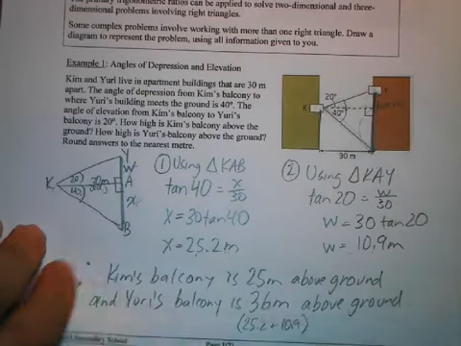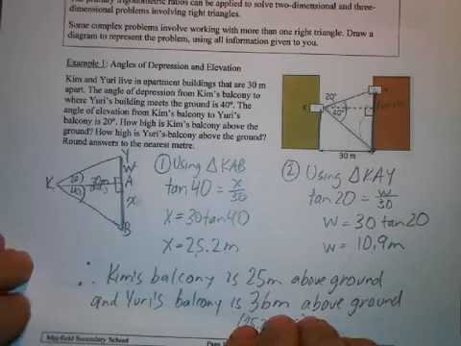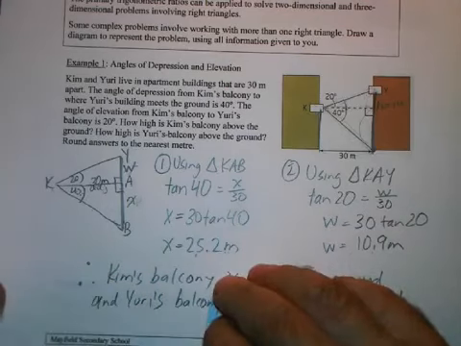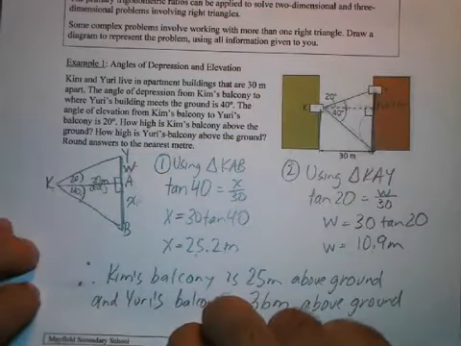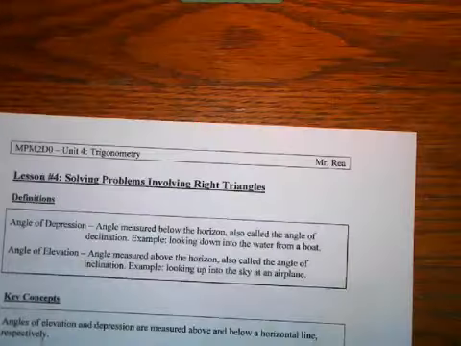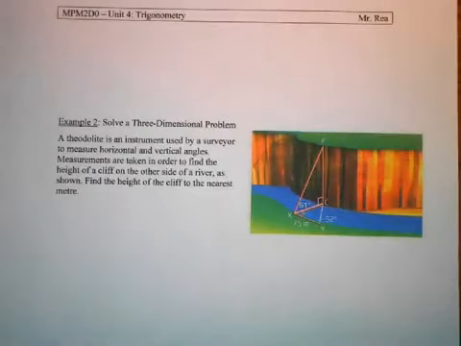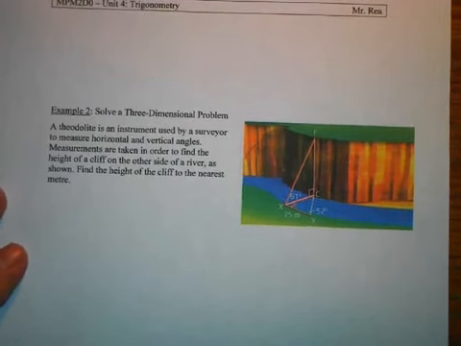Okay, so that's a good word problem involving two triangles that actually share the same side, but we have to combine sides to get one of our answers, to answer one of the questions. Okay, so that's our 2D word problem. Here is a 3D word problem, and I took this straight from the textbook, so if you want to refer to that.